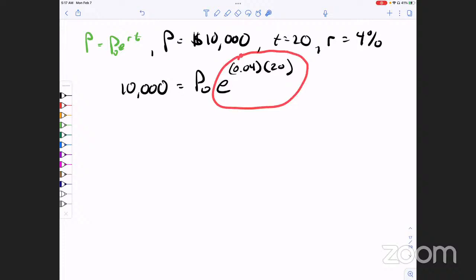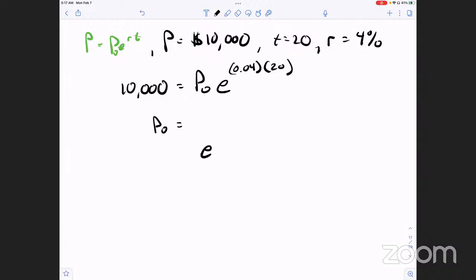This right here is just a number. So we have our unknown times a number. If we want to solve for our unknown, we use the inverse operation of division to isolate our unknown, right? So long story short, P naught will be equal to 10,000 divided by e to the 0.04 times 20. We basically divided both sides by that number, right?